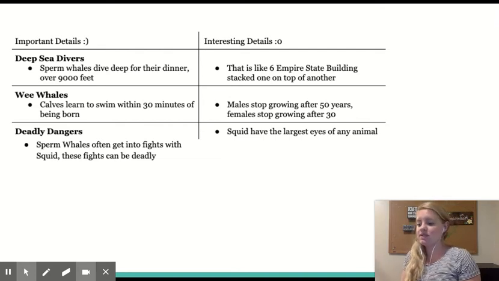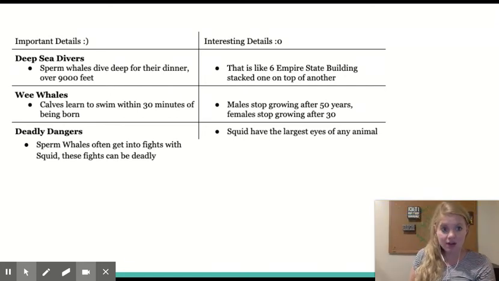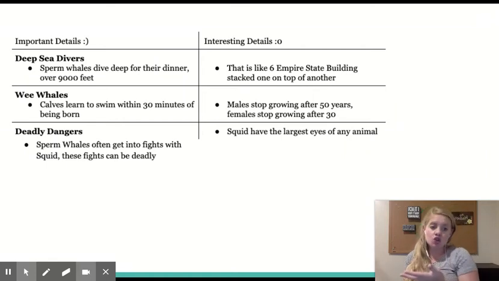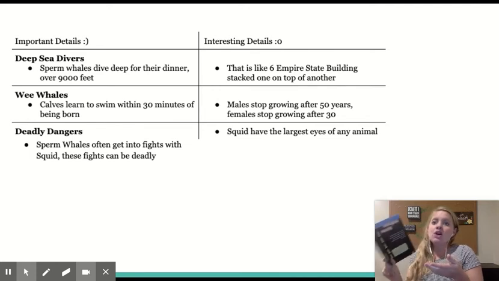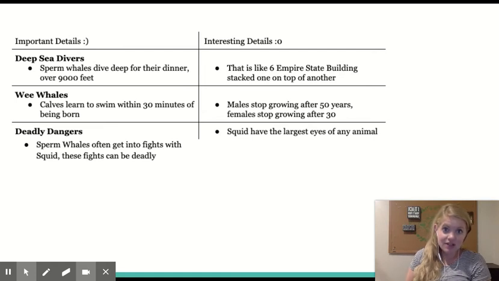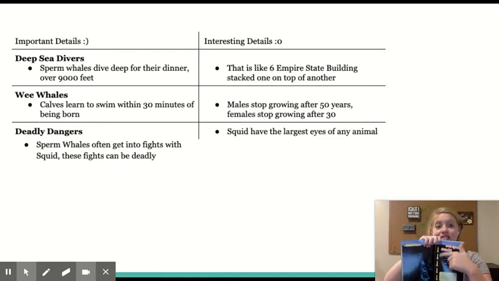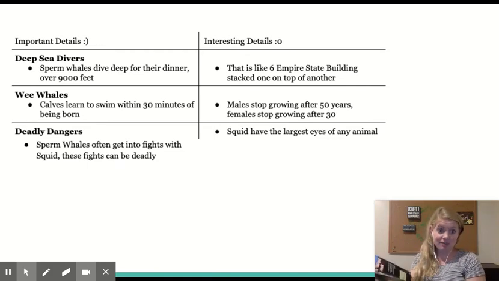So if we're looking at deep sea divers, there are some facts that help us understand about sperm whales and some of them that are just cool, right? So an important detail for deep sea divers would be that sperm whales dive deep for their dinner over 9,000 feet, right? An interesting detail is that that is 6 Empire State Buildings on top of each other, right? That doesn't really help us understand about sperm whales, does it? It just kind of tells us how deep it is, right?